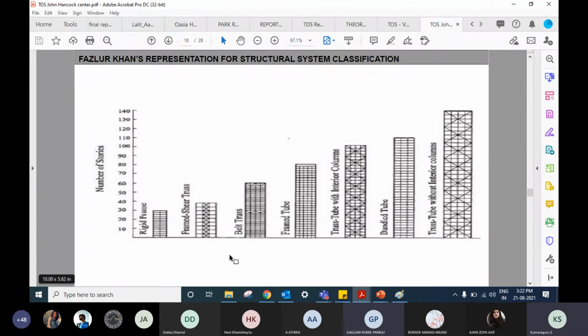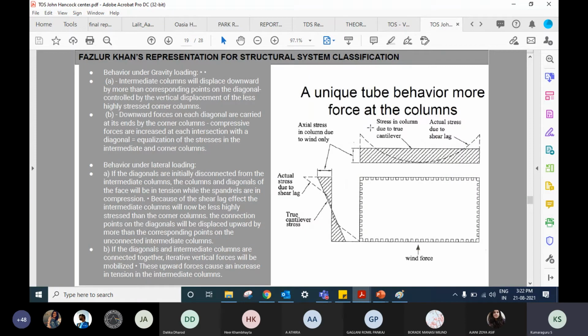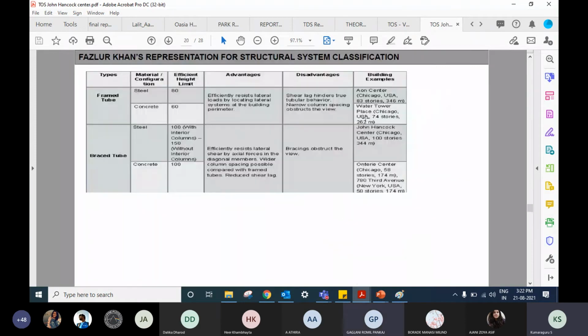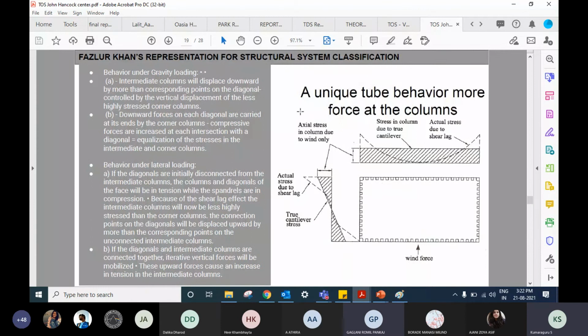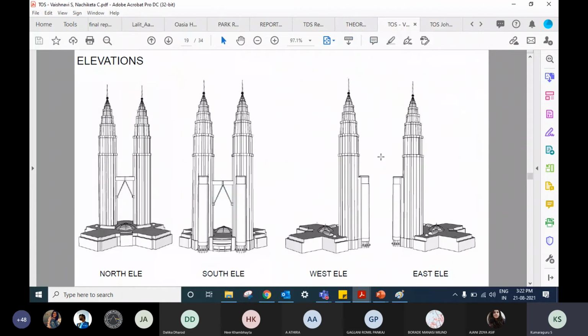So you already have this evolution of tall building systems. I hope you understood what this means also. I just don't want to spend so much time here. If you understood, it's good. If not, please do ask me later.